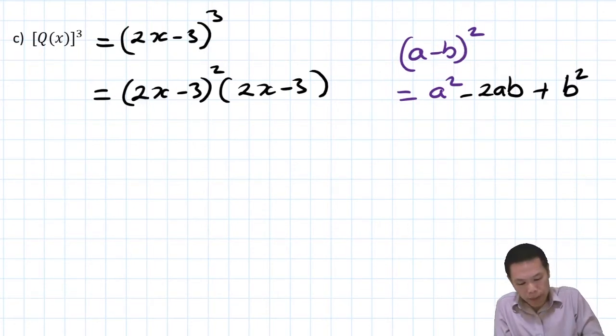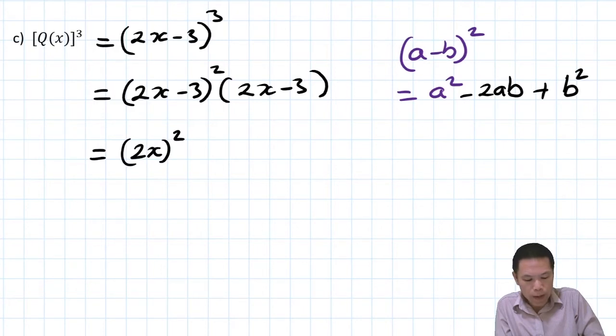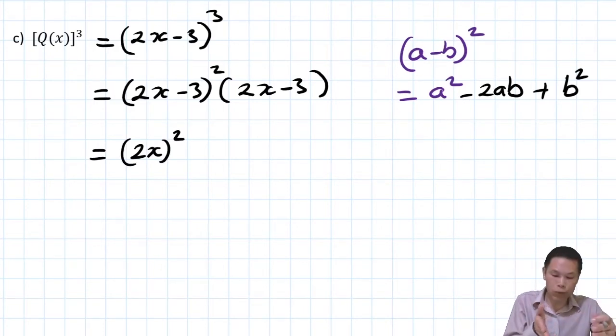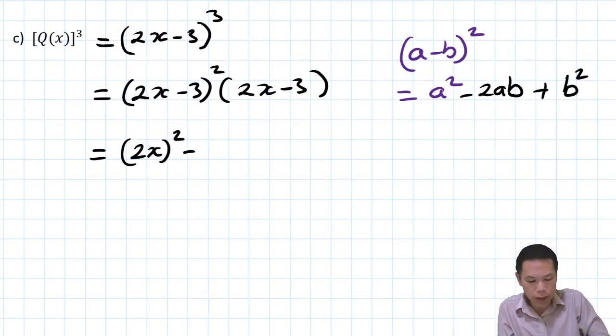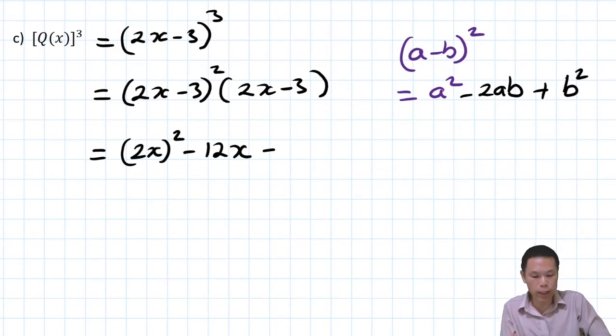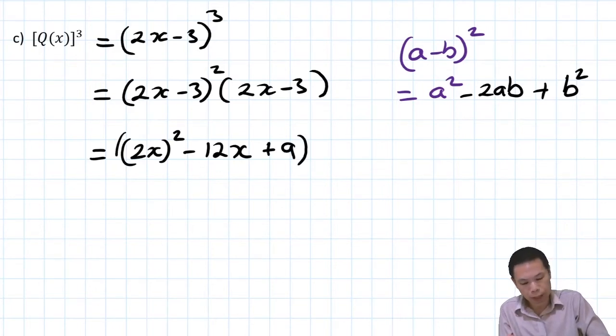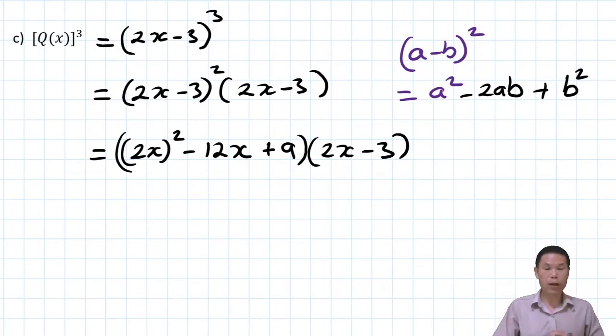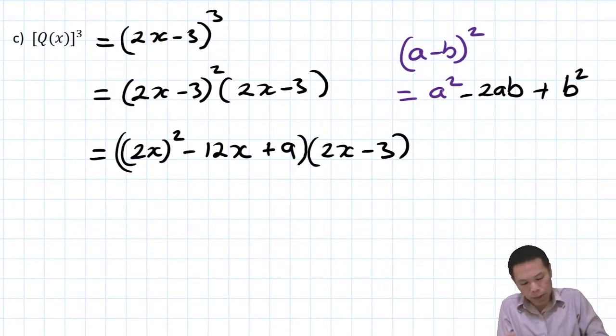So now to expand this, we have 2x all square. And then 2x times negative 3 give you negative 6x. And then you double it. So that gives you negative 12x. And plus minus 3 square is 9. And then I just times this 2x minus 3. Alright. Then I just expand a bit further.